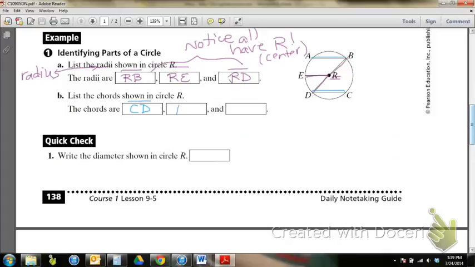A and B is a chord. But while we said it doesn't have to go through the middle, it doesn't mean that it can't. So BD is also a chord, even though it has another name, which you're going to need for the quick check in number 1. So go ahead and pause the video and try that first quick check before moving on to the next part.